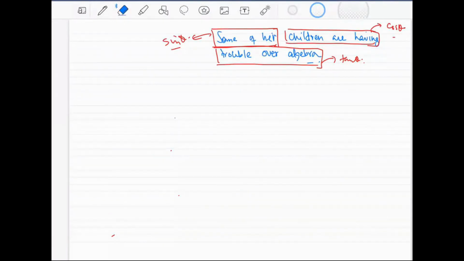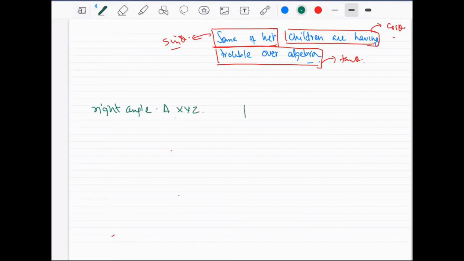Okay, let's take up an example. We are given a right angle triangle XYZ. It looks like this: X, Y, Z. The value for XY is 3 centimeter. The value for YZ is 4 centimeter. The value for XZ is 5 centimeter. This is an example for your better understanding of the trigonometric ratios.